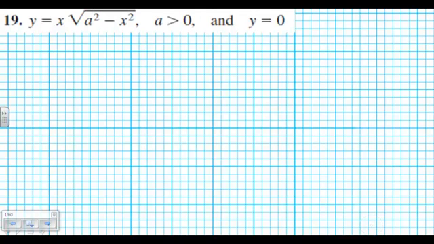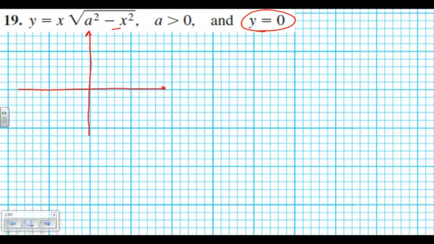Here's problem number 19 from section 7.2. Let's take a look at the graph, and so we can write the integral expression which represents the area between this curve and y equals 0, which is better known as the x-axis.